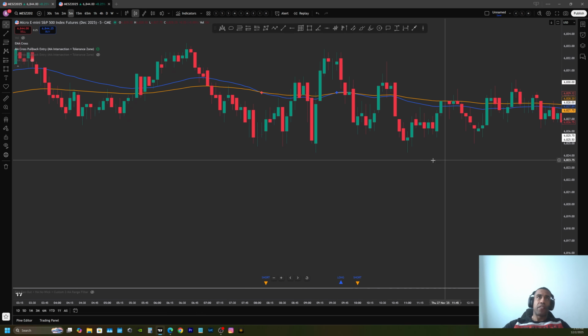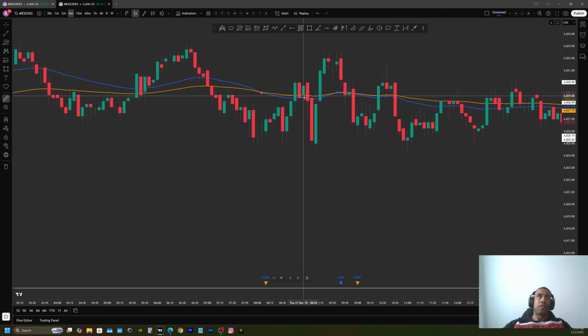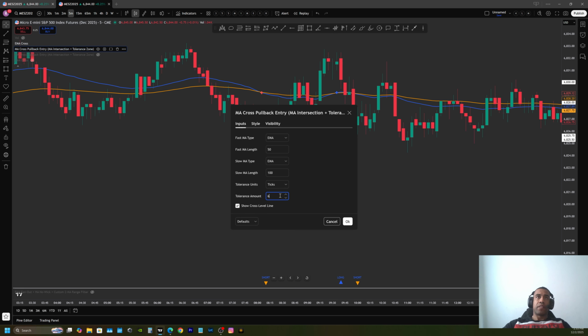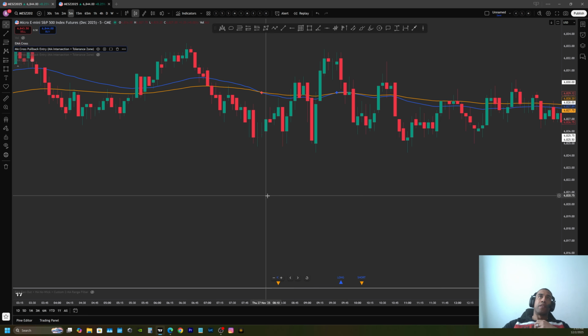Now, depending on the settings, you get more or less signals. Okay, so this one here, I definitely don't like. It's kind of choppy. You can set the tolerance so it's a little closer. For example, let's say 4 ticks. You set it to 4 ticks, and now look at the entrance. Instead of over here, now it's a little closer. See?